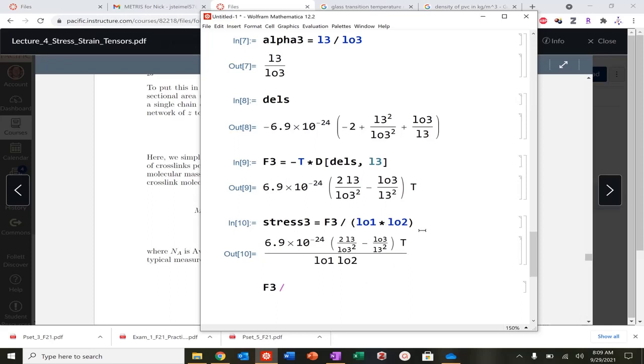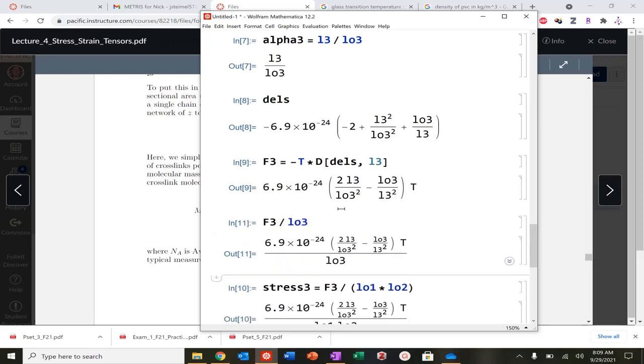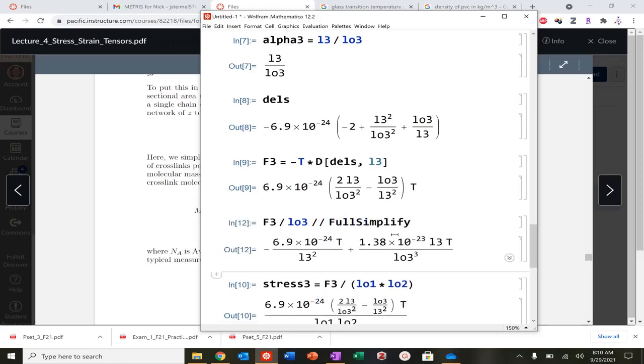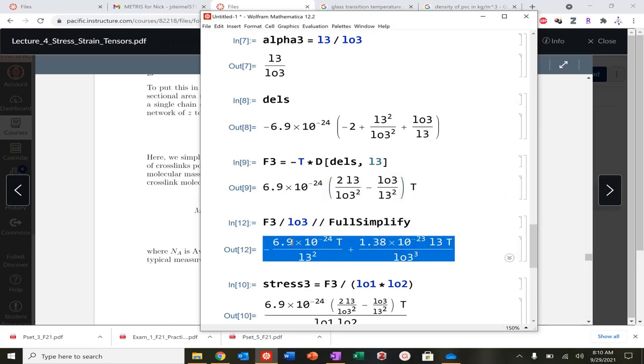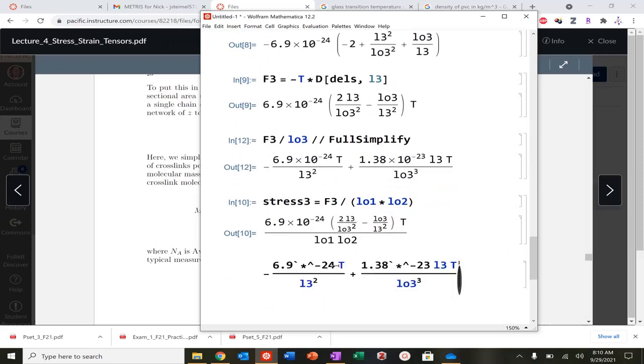So actually, we could go and get rid of this. If I look at F3, and I divide F3 by, if I remove an L naught 3, let's take a look at how it looks. Let's do full simplify. So you remove the L naught 3 here, you'd add one here. So if I plug this in, I could do this now. This is my F sub 3. So that's my force in the 3 direction.